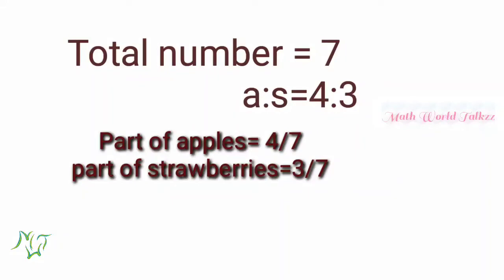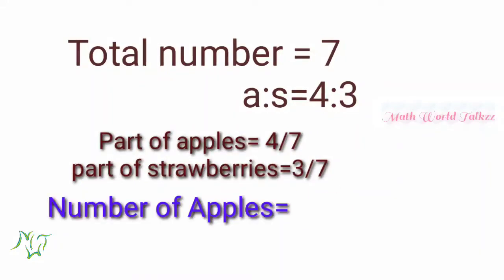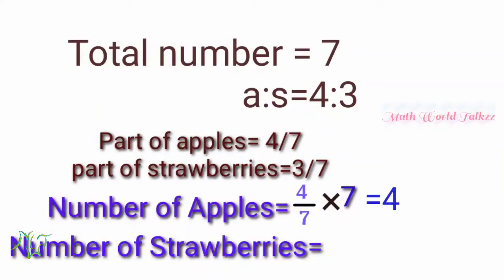Now we can find the number of apples by multiplying its part with the total number. So 7 cancels, we get 4. So the number of apples is 4 itself. The number of strawberries, we multiply its part with the total, that is 3 by 7 into 7. Again 7 and 7 cancel, so 3.